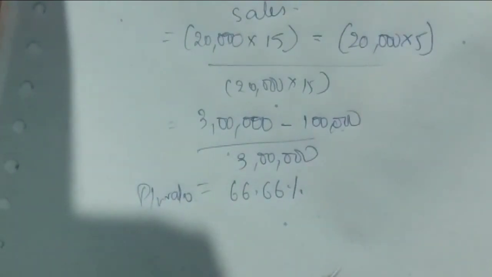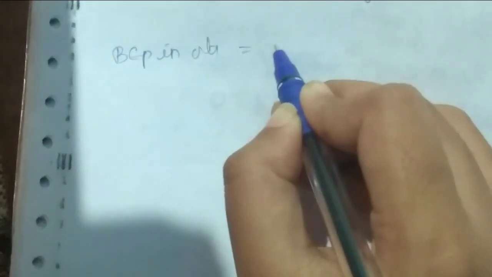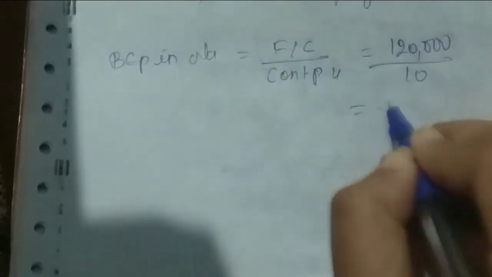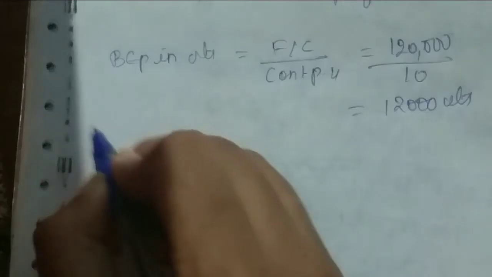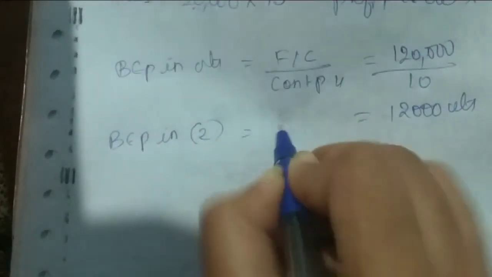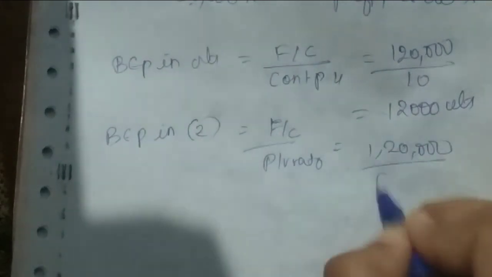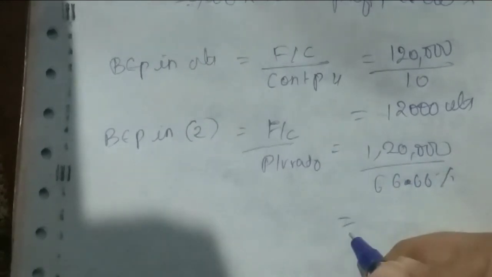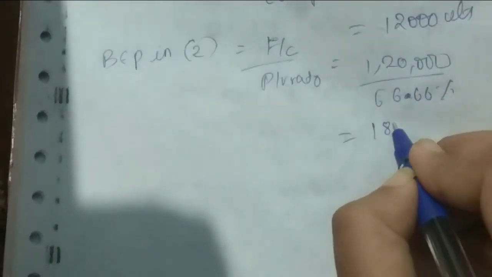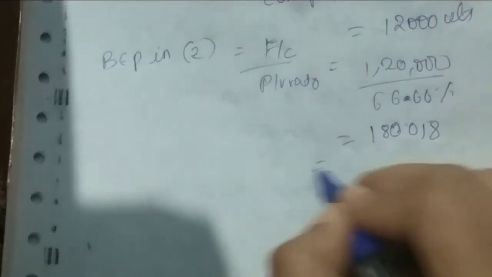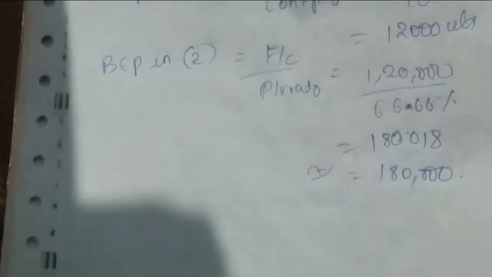Now we'll find out the BEP in units as well as rupees. First is BEP in units: fixed cost divided by contribution per unit. Fixed cost is 1,20,000 divided by 10. So BEP in units is equal to 12,000 units. Next, BEP in rupees is equal to fixed cost divided by PV ratio. Therefore, 1,20,000 divided by 66.66% is equal to 1,80,018 rupees. Approximately it is 1,80,000. So that's all for this question.